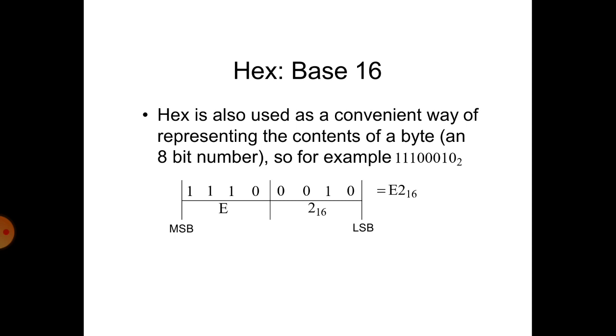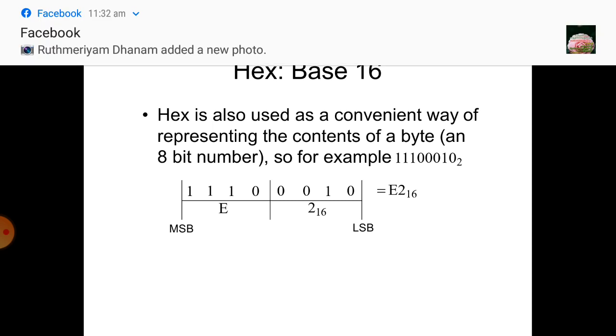Hex is also used as a convenient way of representing the contents of one byte, an 8-bit number. So for example, 11100010 to the base 2. So here also 1110, 0010. 0010 means 2 to the base 16, that is 2 power 0, which is equal to 1. So E to the base 16 means E is 14, into 16.